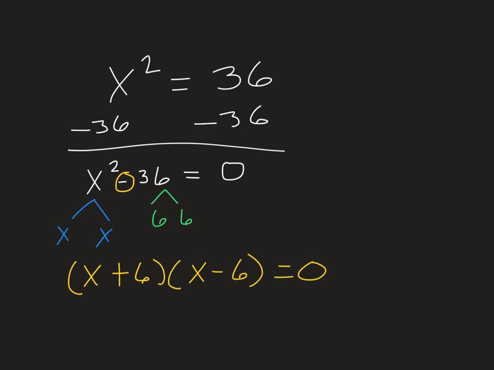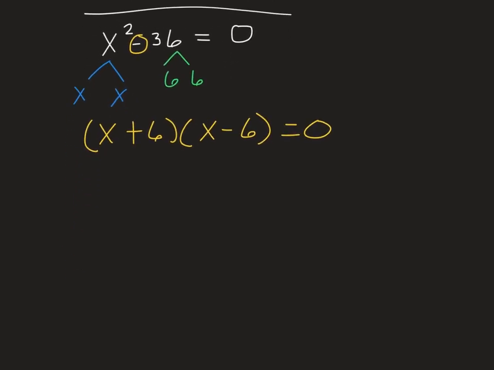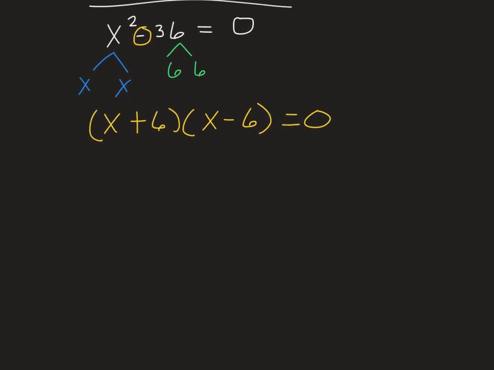And then you still need to take the step of solving it. So I need to look and see what's going to make this equal 0. So x plus 6 is equal to 0. That one's pretty basic. Just subtract 6 from both sides. So one solution would be negative 6.